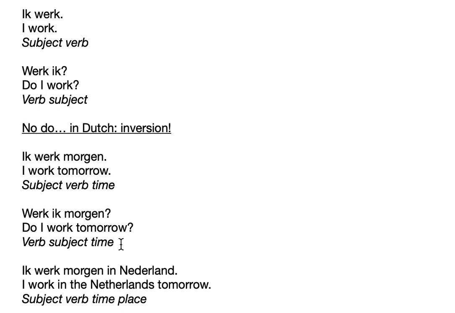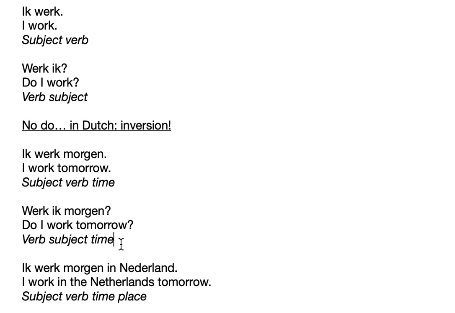And when you're adding a place, usually you would add first time and then place in a normal sentence. Ik werk morgen in Nederland. I work in the Netherlands tomorrow. Or I work tomorrow in the Netherlands. It's not that important, time and place. They can rather easily switch one between another. I think it's the same in English, so subject, verb, time, place, or subject, verb, place, time. That's okay.